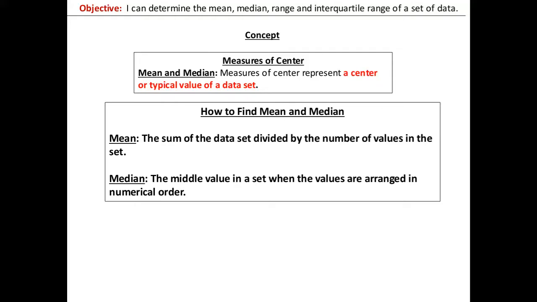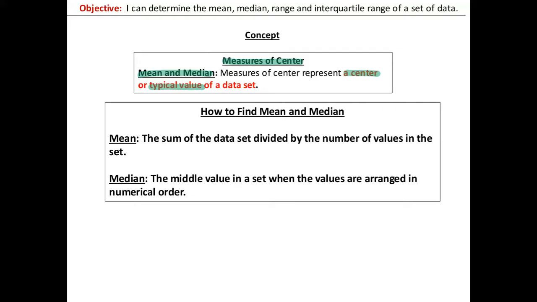That's just prior knowledge right there. So for today's concept, we're going to learn about measures of center. And again, the mean and the median are measures of center because they represent the center or typical value of a data set.